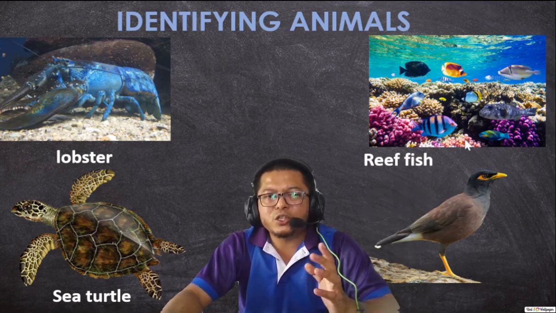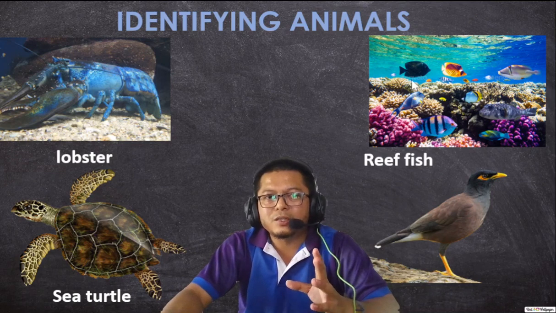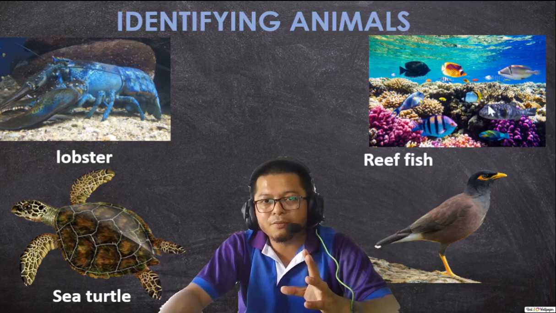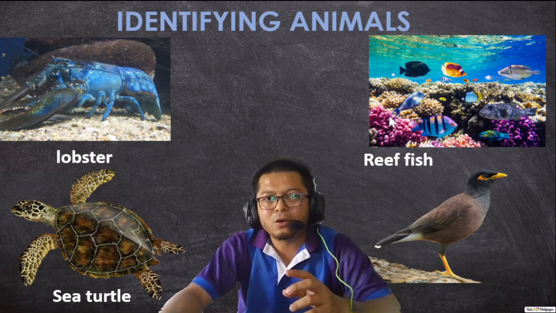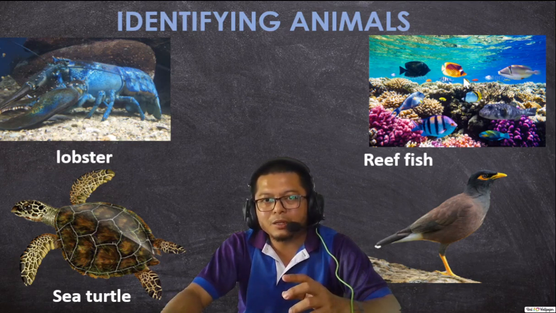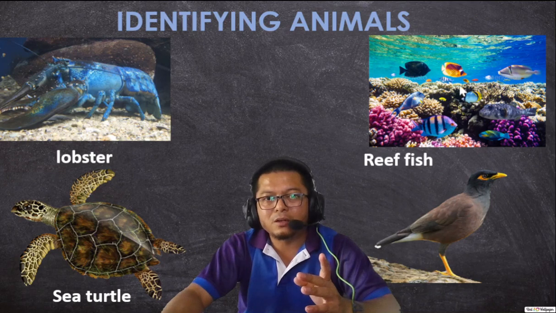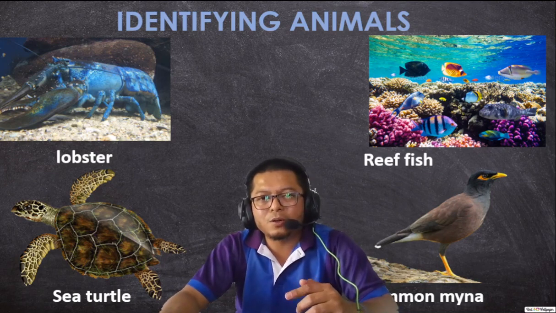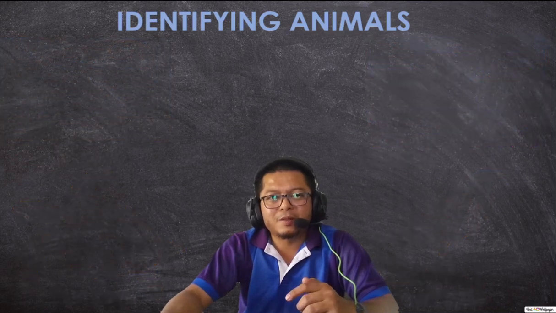Reef fish. Reef fish means all the fishes that live around here. This area is called a reef. This is like living things, a reef. And fishes that live around reefs are called reef fish. There are many types of reef fish and colorful ones here, like in this picture. So this is what we call reef fish, fishes that live around the coral reefs. And this is a common myna. Common myna, I'm not sure, but let us call it myna. Next.